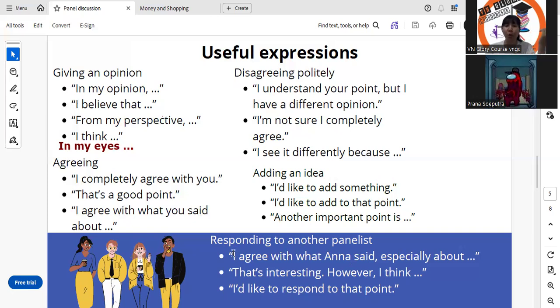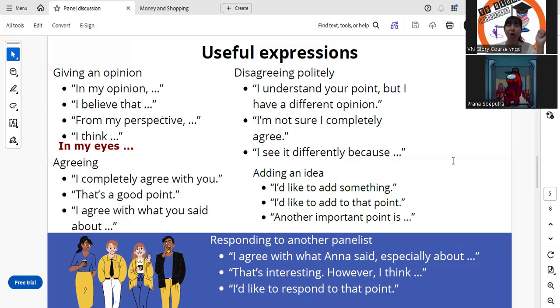And then the next one, when you want to respond to another panelist, this is the example. I agree with what Anna said. For example, your other panelist's name is Anna, and then you say, actually, I agree with what Anna said, especially about blah blah. Or you also can say, that's interesting. However, I think I'd like to respond to that point.